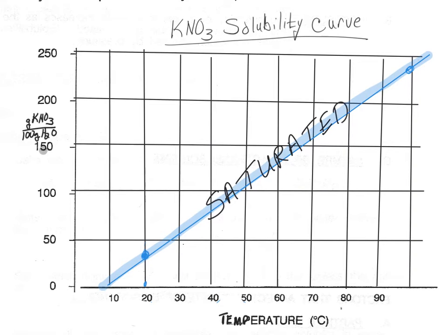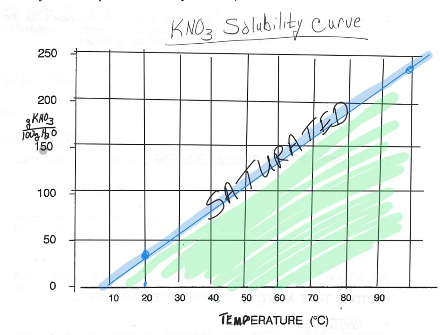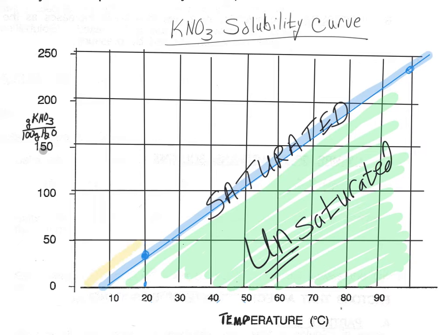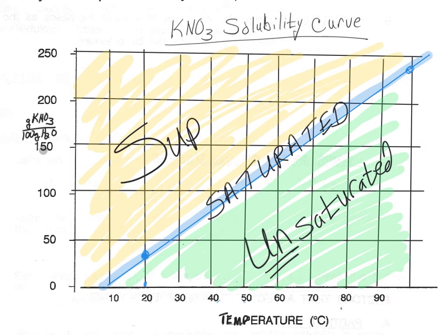So what happens if a solution does not touch the curve? What kind of solution is it? Well, that depends on whether it lies above or below the line of saturation. If it's below the line of saturation, that means it has less than the maximum amount that can dissolve at that temperature, and it is unsaturated. On the other hand, if it has more than the maximum, which we see above the line, we will find that that solution is supersaturated.